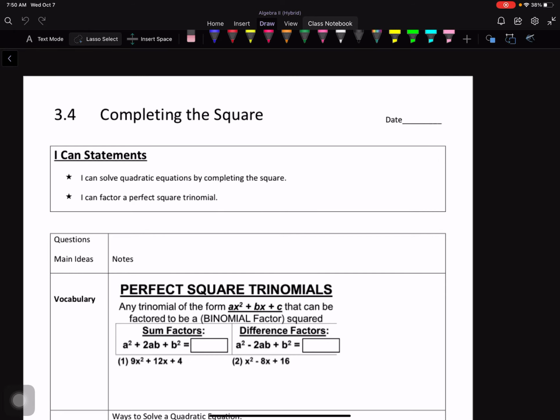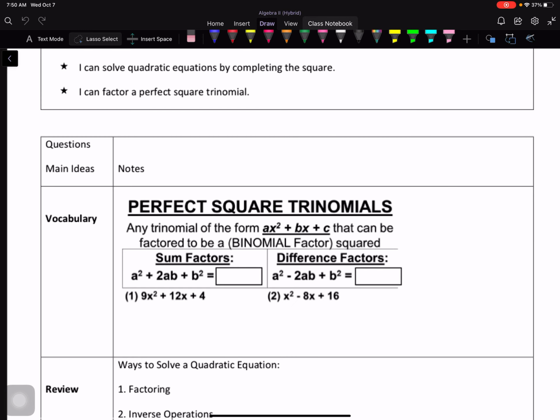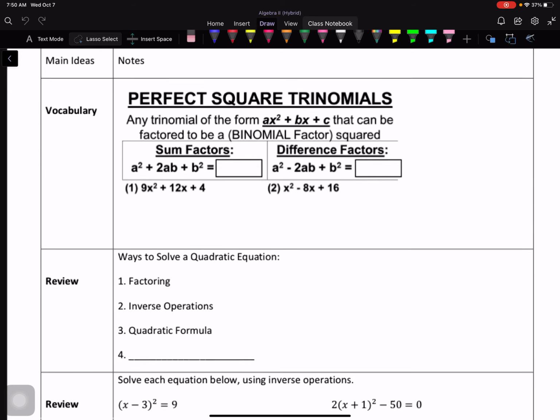All right, we are back again, section 3.4, completing the square. So this is just another way to solve quadratic equations. What we want to create is a perfect square trinomial. That is any trinomial of the form ax squared plus bx plus c that can be factored into a binomial factor squared. That's a lot of words. Let's talk about what that means with some examples in just a little bit.